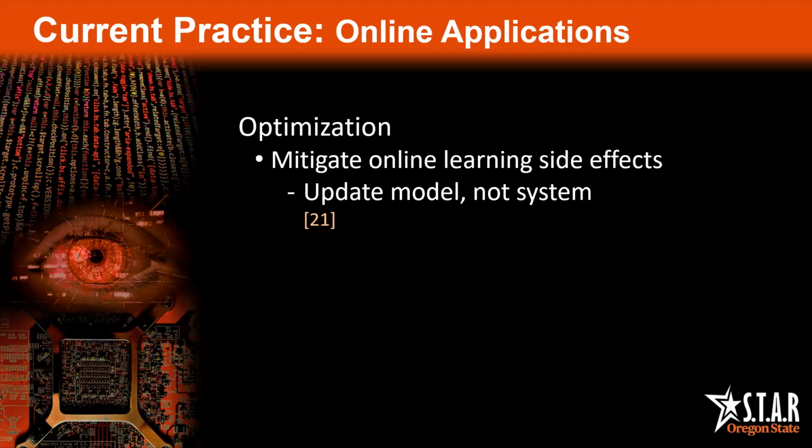Optimization is particularly important for online applications that also train online, since low model accuracy, especially at the start of execution or during periods of high execution variance, can degrade performance significantly.